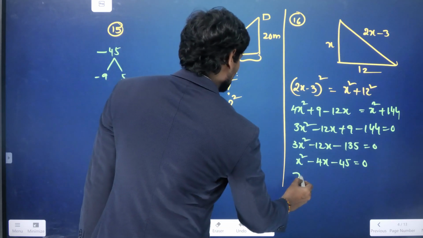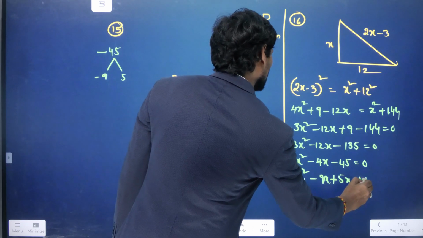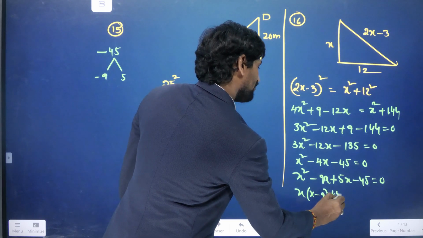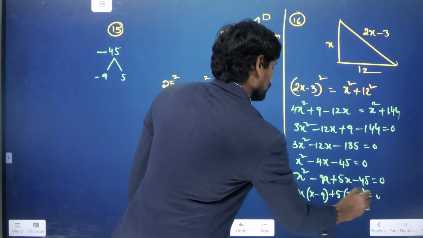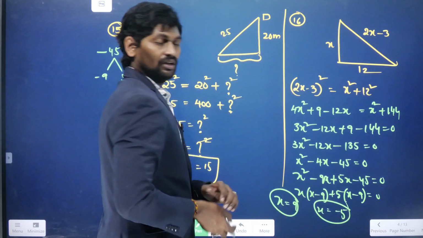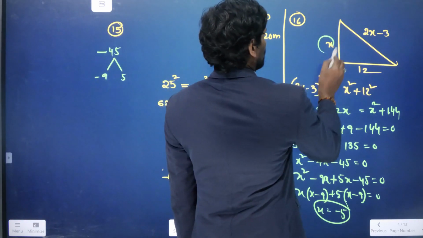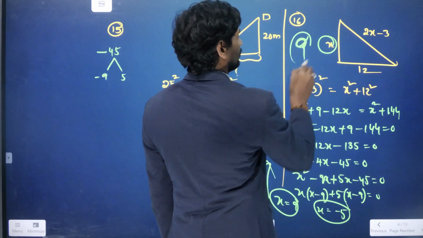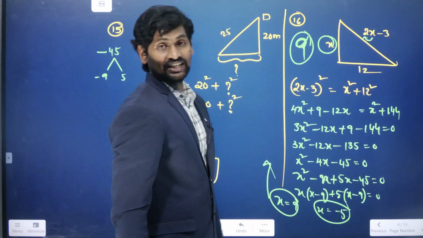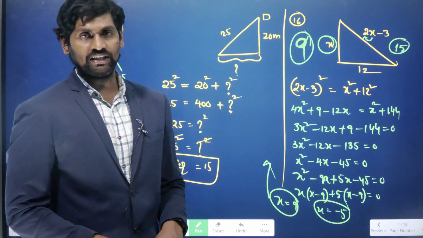So we write this as x square minus 9x plus 5x minus 45 equal to 0. Taking x common, x minus 9, and 5 common, x minus 9. So x equals 9 is one answer, x equals minus 5 is another answer. But the length of the right angle triangle cannot be negative, so x is 9. Therefore the shorter side is 9. What about the hypotenuse? 2x means 2 into 9, which is 18, and 18 minus 3 is 15. The hypotenuse length is 15 centimeters.